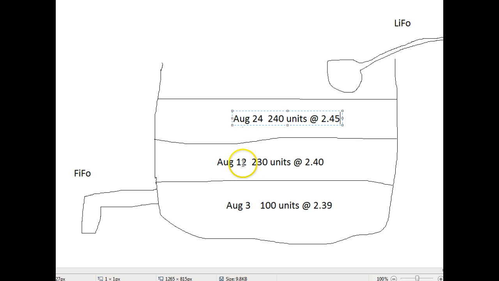So on August 12th, you're going to count up how many units remain in your bucket from the August 3rd purchase, and then the units from the new purchase, and then you're going to add those units and blend the price. So let's say there were 80 units left from August 3rd, it would be 80 at 239, you get a full amount, 230 at 240, add those two amounts, add those units, and redivide. And so you're going to have to do this every time you make a new purchase for the weighted average.